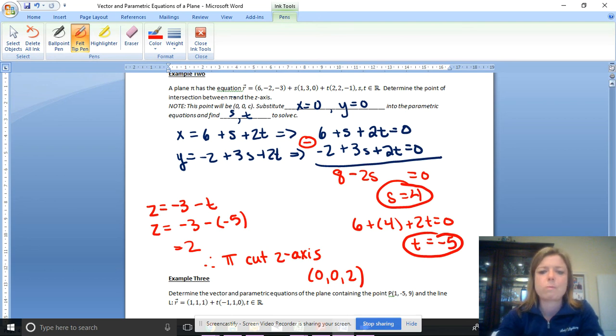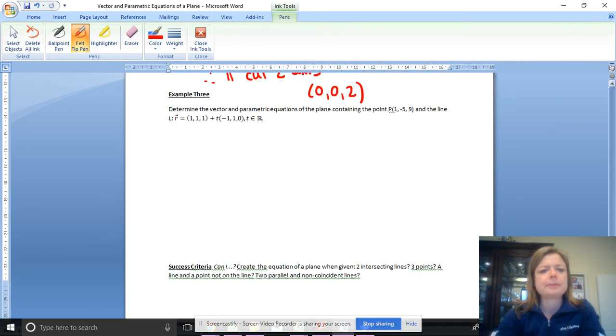All right. Final example. In this case, we're being asked to determine the vector and parametric equations of a plane containing this point and this line. So these are both on the plane. So remember that this here is a direction vector. So that is one direction vector that we already know is on the plane.